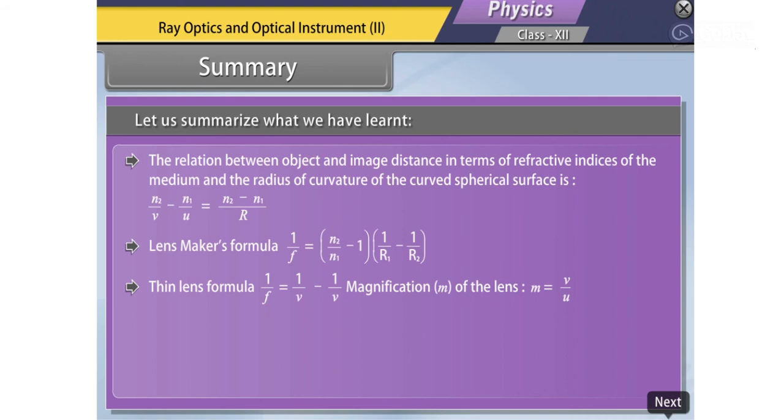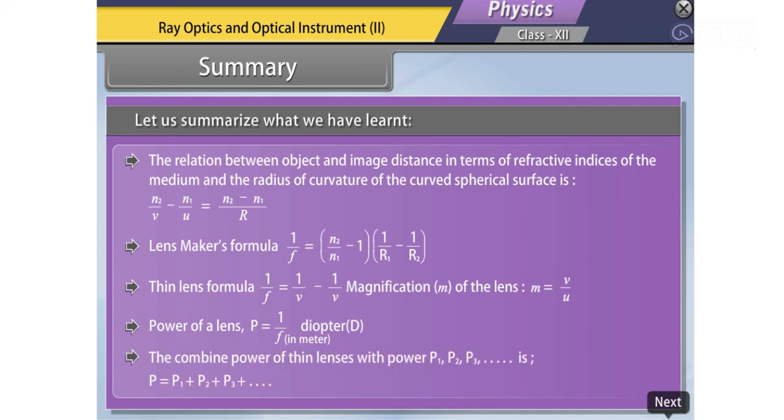Magnification m of the lens, m is equal to v upon u. Power of a lens, P is equal to 1 upon f in meters, unit diopter, D. The combined power of thin lenses with power P1, P2, P3 is P is equal to P1 plus P2 plus P3 and so on.